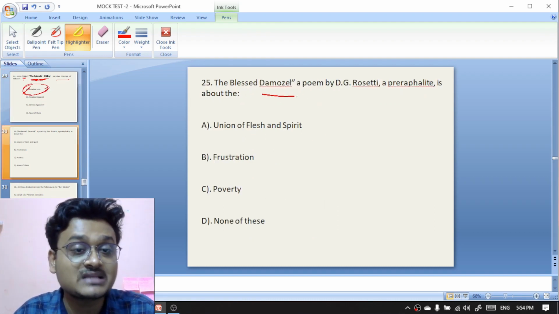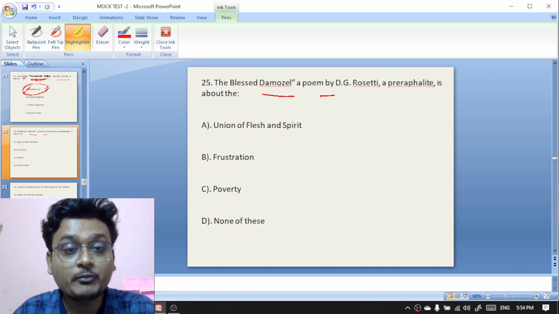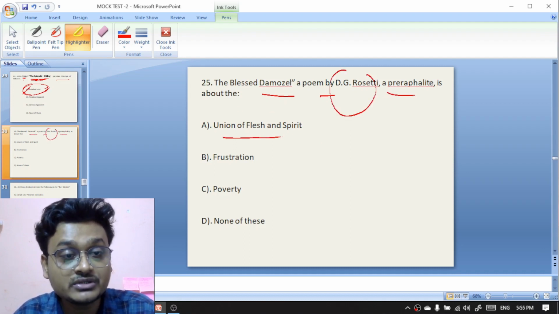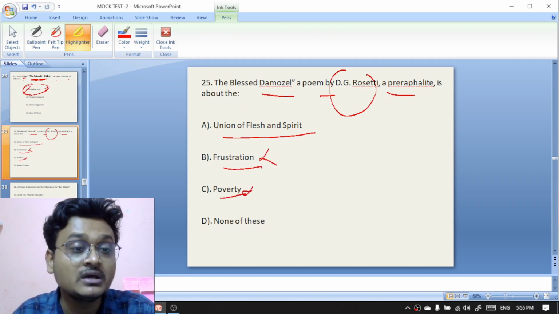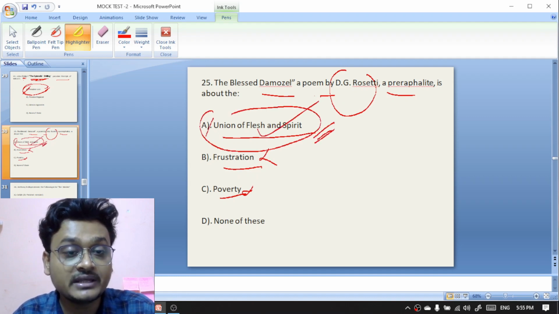Next question: The Blessed Damozel, a poem by D.G. Rossetti, who is a Pre-Raphaelite. The poem is about the union of flesh and spirit, frustration, poverty. It does not deal with frustration and poverty. So it is a union of flesh and spirit. So here A is the right option.